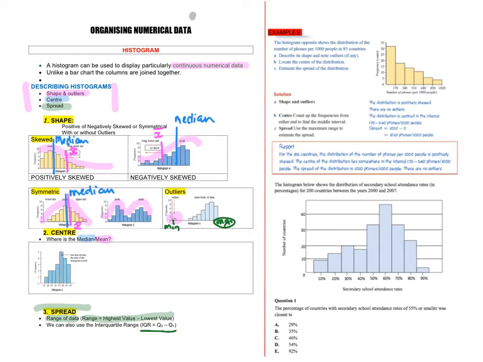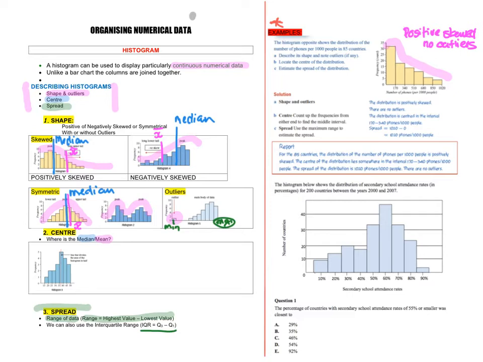So let's just have a look at this example over here. It says the histogram opposite shows the distribution of the number of phones per 1,000 people in 85 countries. We're going to go through this, and it says describe the shape. So what is that shape? That one is positive skewed. Is there any outliers? I don't think so. I can't see it. So I say positive skewed with no outliers. You need to say yes or no to outliers to prove that you've had a look at it and you're making a statement about it.